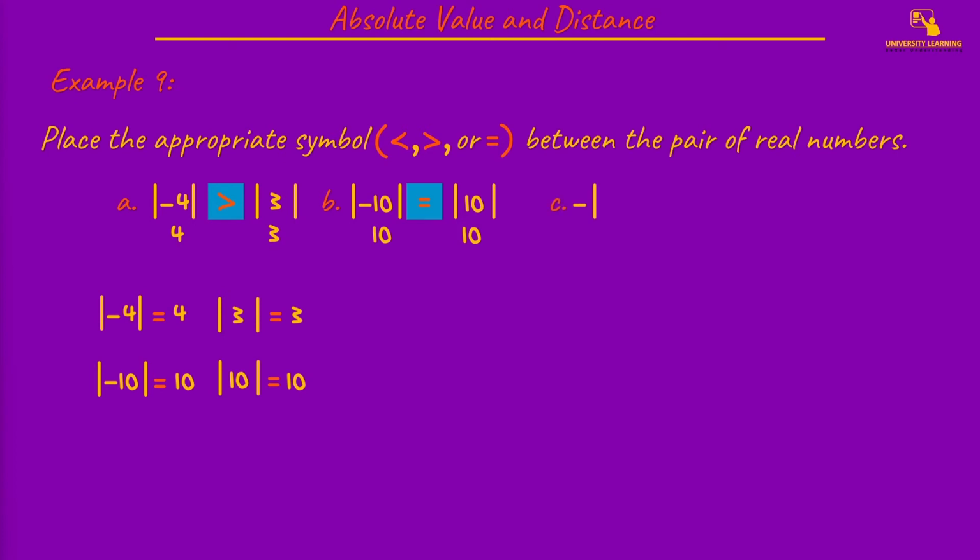We have negative the absolute value of negative 7, comparing to the absolute value of 7. So let's start with negative the absolute value of negative 7. And we know that it will be equal to negative 7, because the absolute value of negative 7 is 7, and there is a negative outside the absolute value. So it will be equal to negative 7. And the absolute value of 7 is equal to 7. So we have negative 7 and 7, and we can clearly see that negative 7 is less than 7. So negative the absolute value of negative 7 is less than the absolute value of 7.